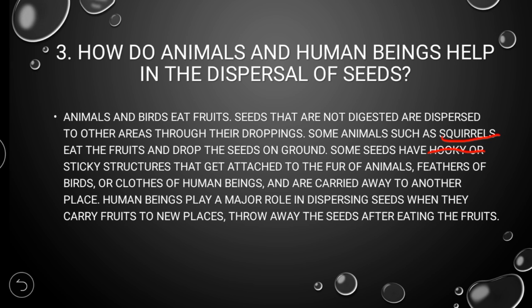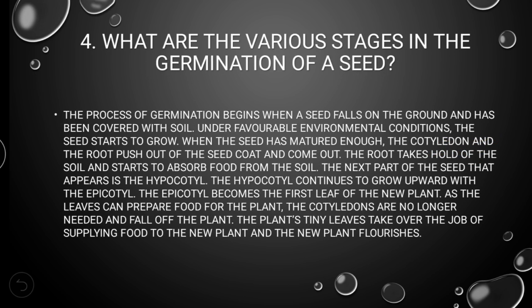Some animals such as squirrels eat the fruits and drop the seeds on the ground. Some seeds have hook or sticky structures that get attached to the fur of animals, feathers of birds, or clothes of human beings and are carried away to another place. Human beings play a major role in dispersing seeds when they carry fruits to new places, and throw away the seeds after eating the fruits.